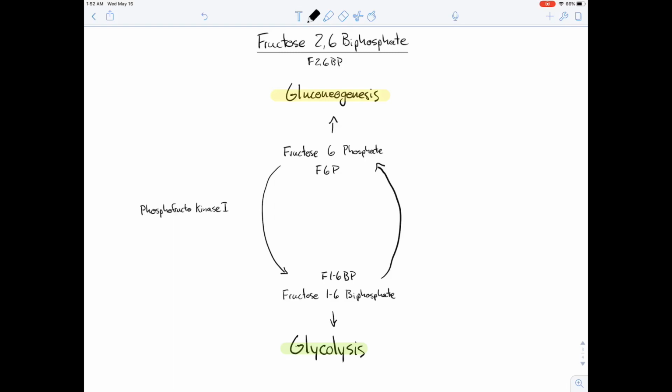In glycolysis, we have F6P converted into F16BP, and we have the reverse for gluconeogenesis. In glycolysis, F6P is converted to F16BP by means of phosphofructokinase 1. This enzyme phosphorylates the F6P by adding a phosphate to the carbon 1. In gluconeogenesis, F16BP is converted to F6P by means of the F16BPase. F26BP regulates which reaction will occur by either its absence or presence.